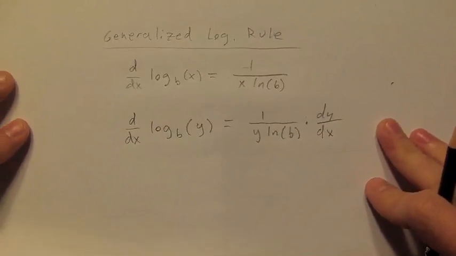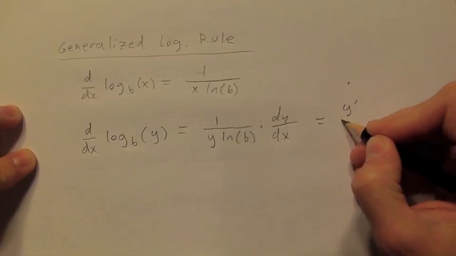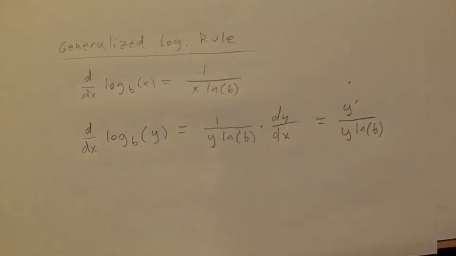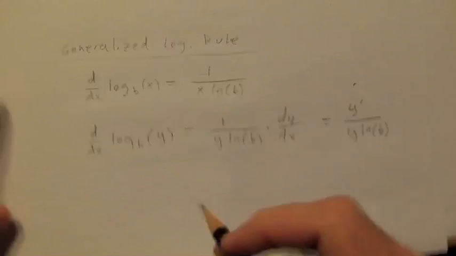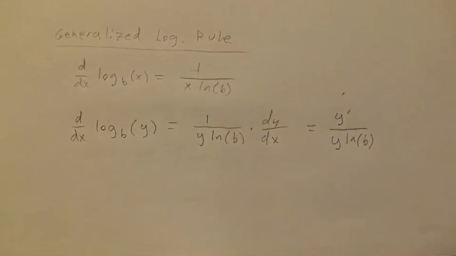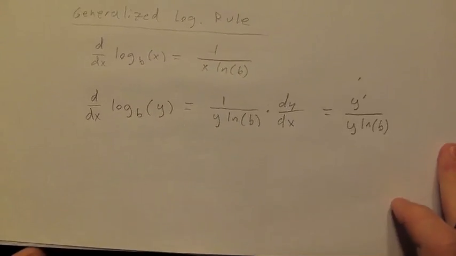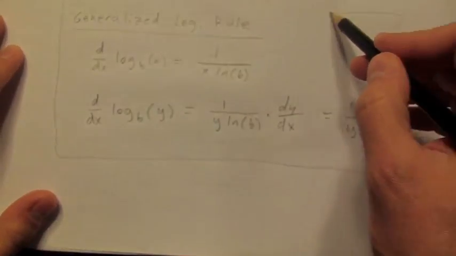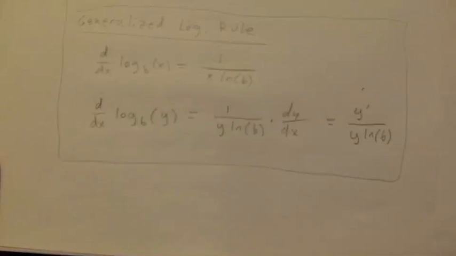We can also write this as y prime over y times the natural log of b. So same thing, same pattern, you're just throwing in a natural log of b underneath as well. Sorry about that. So that's our generalized log rule. Let's look at some examples using this.